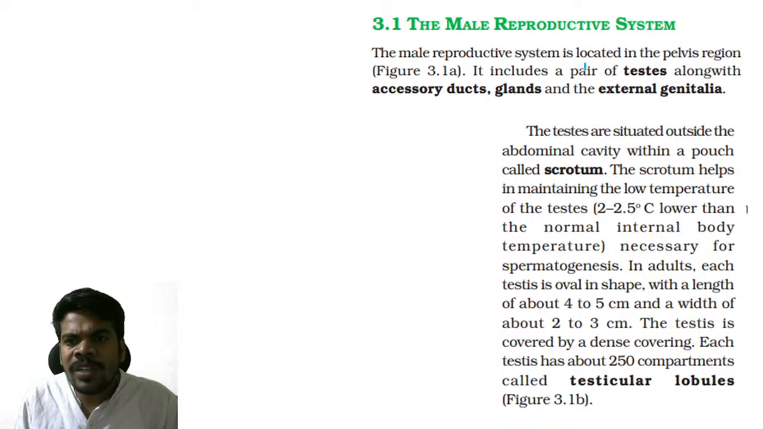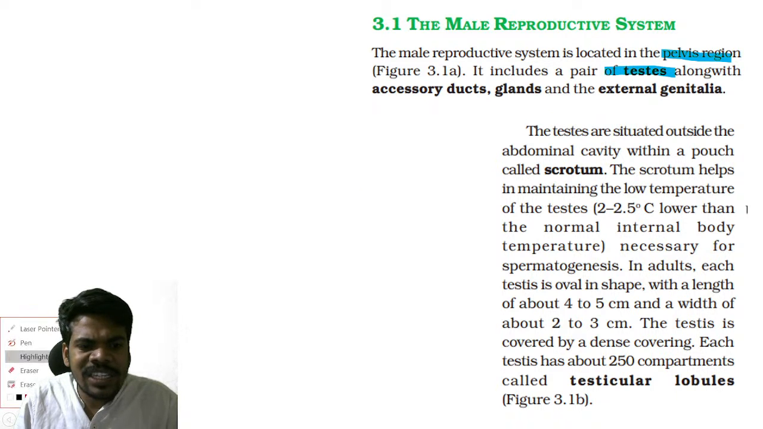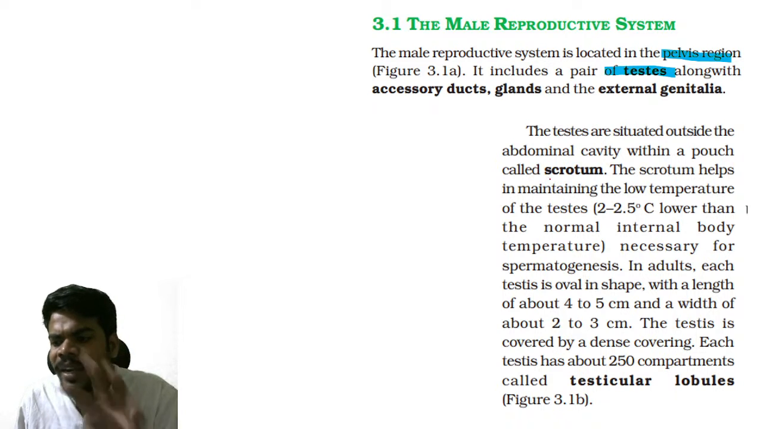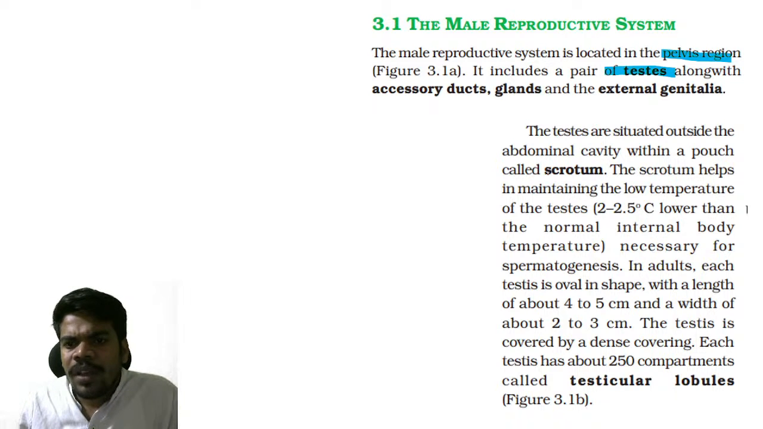The male reproductive system is located in the pelvis region. Very important, in the pelvis region. It includes a pair of testes along with accessory glands, accessory ducts, and external genitalia. Okay, so I'll do one thing. I'll write the important points here. Instead of highlighting with blue color, I'll underline that.